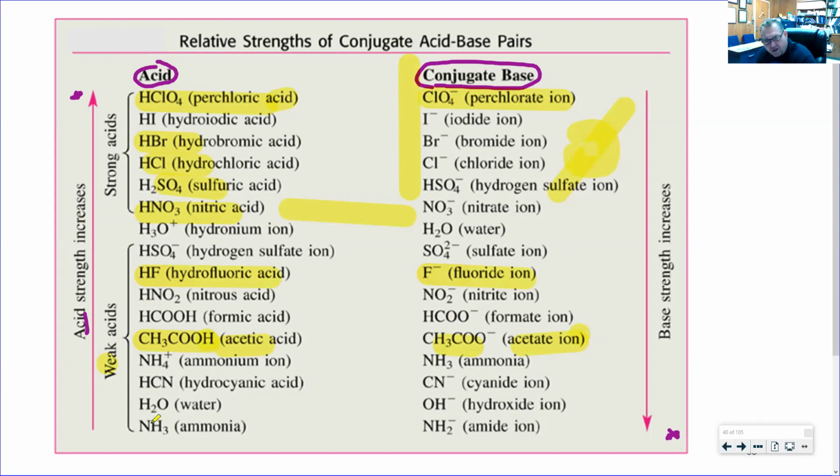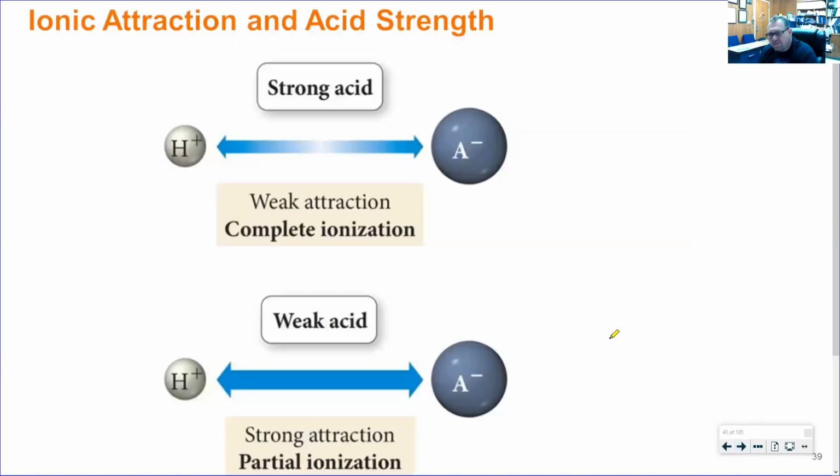And when we get down to the bottom, if you look at something like ammonia, ammonia is a very weak acid, but the amide ion, the NH2 minus, is a very, very strong base in the system. So that's where the conjugates come into play. Everything works as a pair in the system. So when we look at the strengths and compare the ionic attraction, what happens is that with strong acids, the attraction between the proton and the conjugate in the system is a very weak attraction.